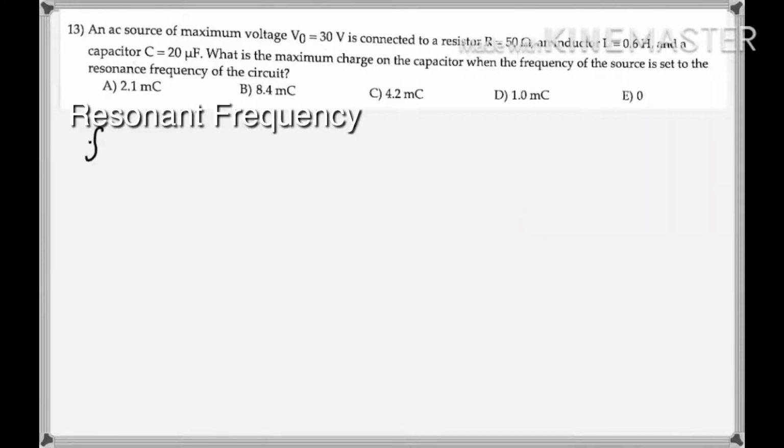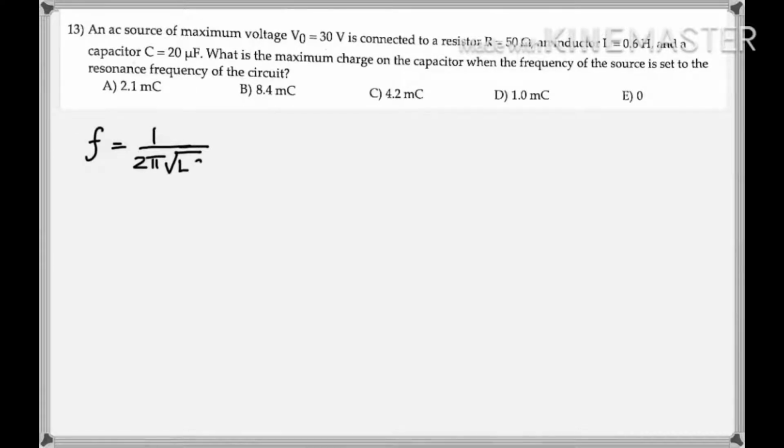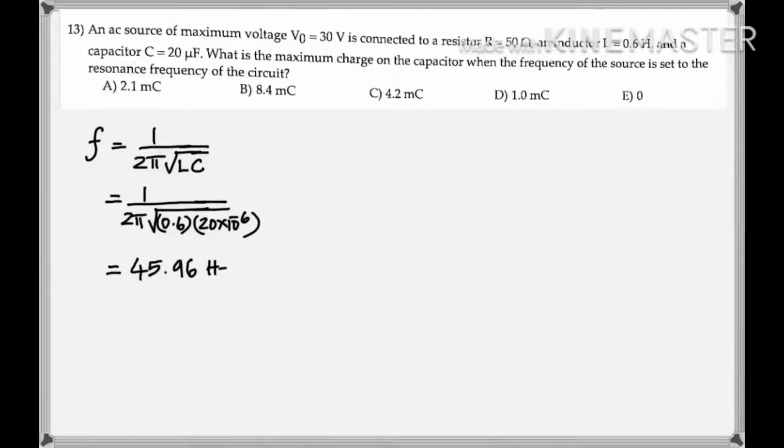We need to find the resonant frequency, because all this is happening at the resonant frequency, and the resonant frequency is 1 by 2 pi square root LC, and the inductance is 0.6 Henry, the capacitance is 20 microfarad, that's why it's 20 times 10 to the negative 6, and that gives 45.96 hertz. So that is the resonant frequency.